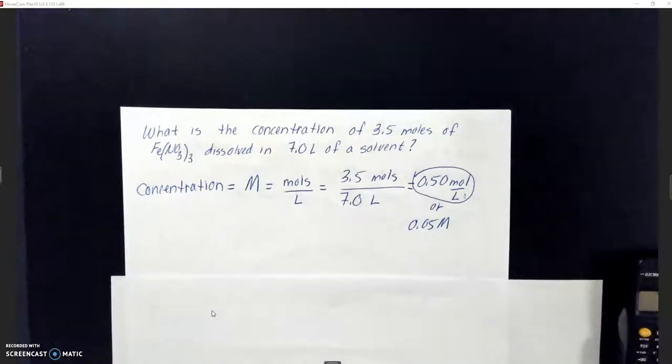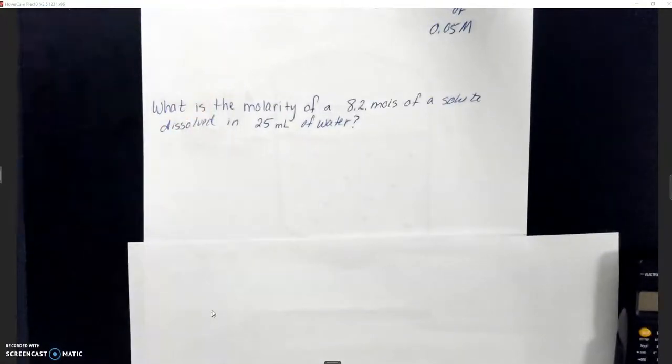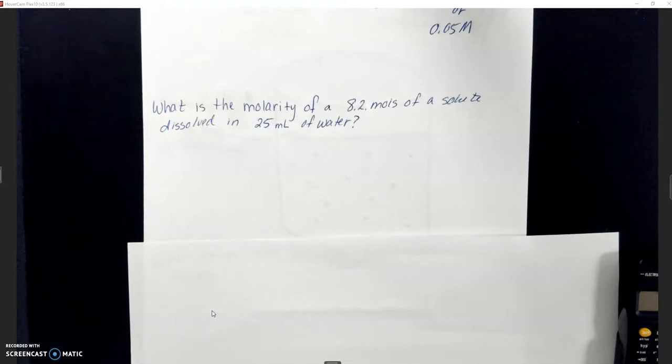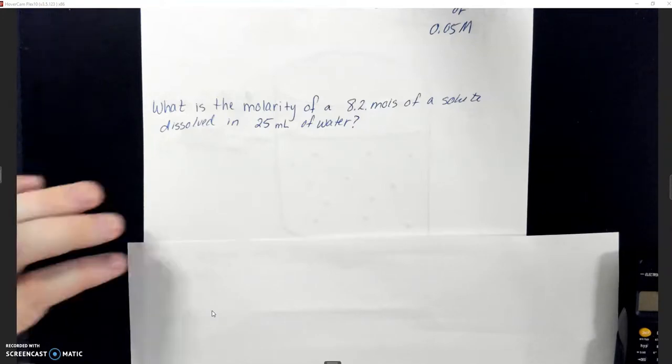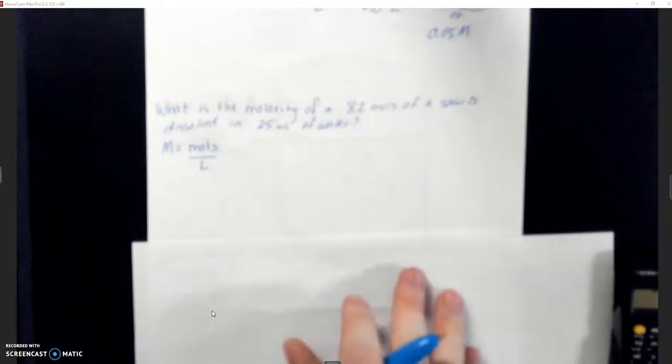Alright, so that was pretty straightforward. Let's go to a case where we're going to have to do something fancy. What is the molarity of 8.2 moles of a solute dissolved in 25 milliliters of water? Okay. So it's asking for the molarity, which you know is moles per liter, and it gave us the moles.